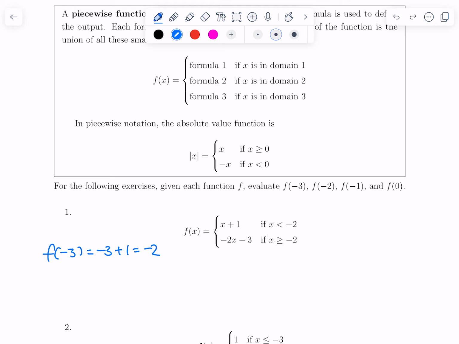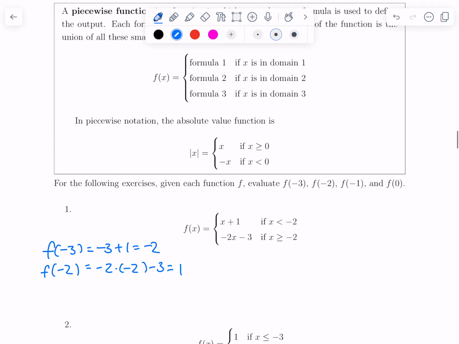So we're going to have f of negative 2 equals negative 2 times negative 2 minus 3. So 4 minus 3, it is 1. And then we have f of negative 1, which is still greater than negative 2. So we're going to use the second function: negative 2 times negative 1 minus 3. We're going to have 2 minus 3, negative 1.